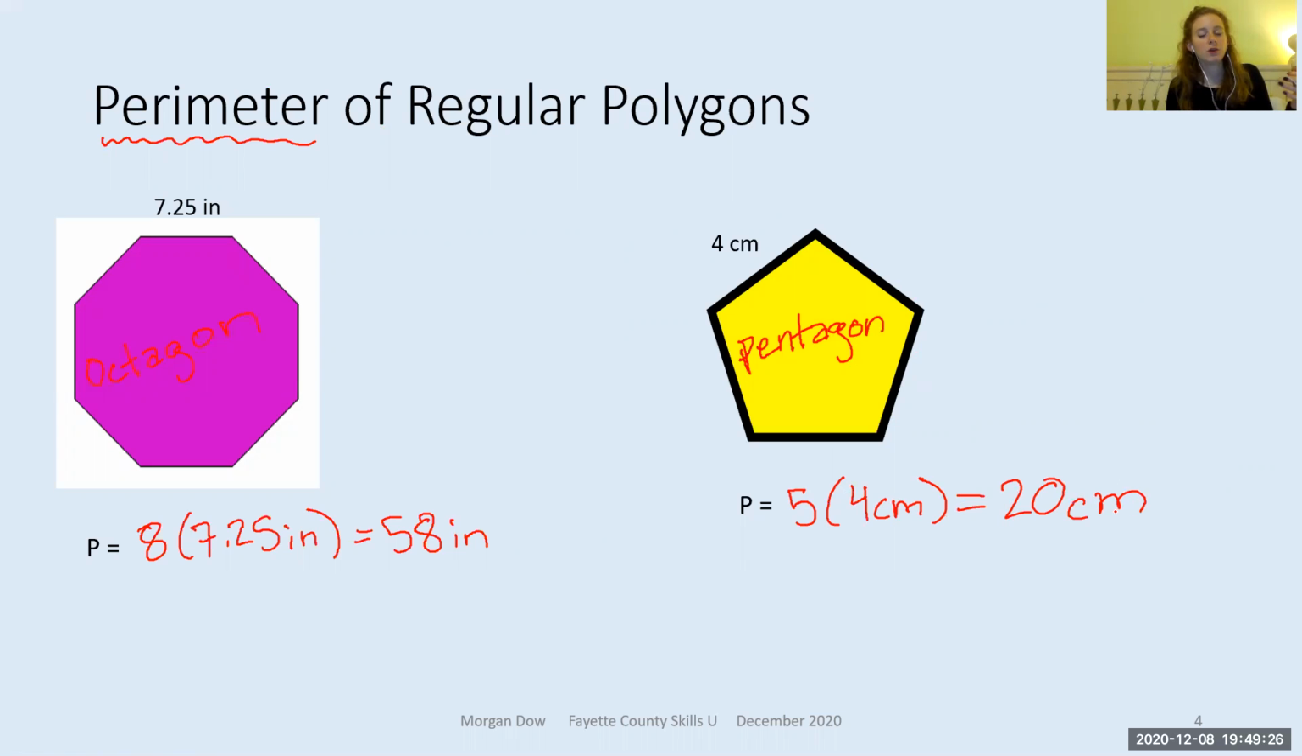So calculating the perimeter of regular polygons should be a fairly straightforward task, right? You are just adding up all of those sides. And since in the case of regular polygons, all the sides are the same, you can use multiplication as a little shortcut.